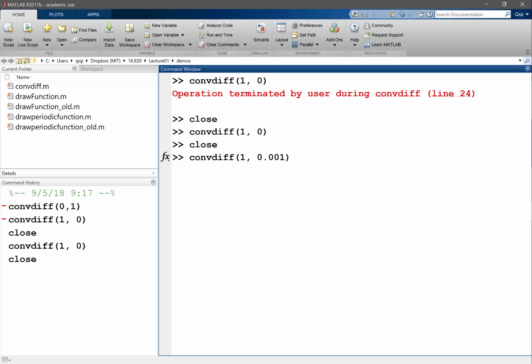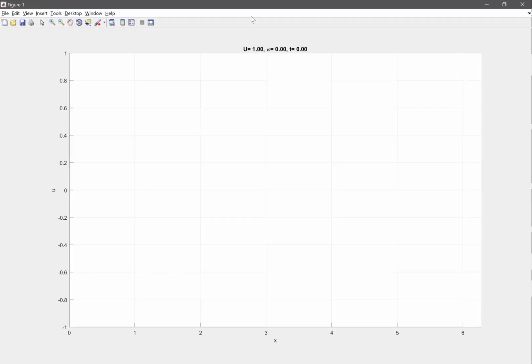Can somebody come up and draw another initial condition for me? Let's go from the very back corner. Can you come and draw an initial condition for me, please? Thank you. Just start from the inside of the screen, from left to right.